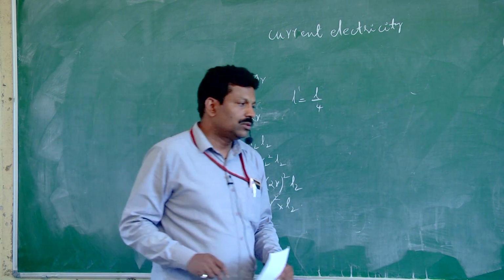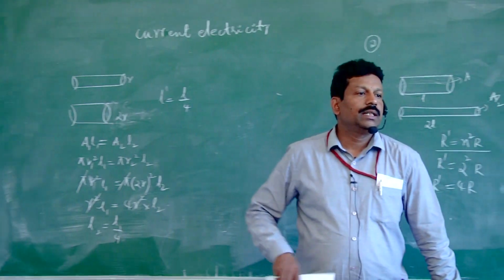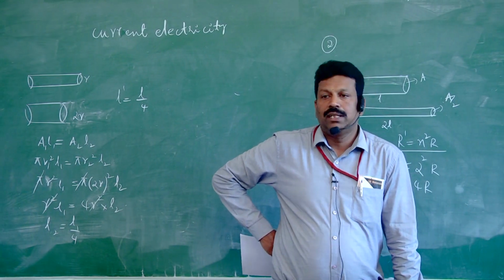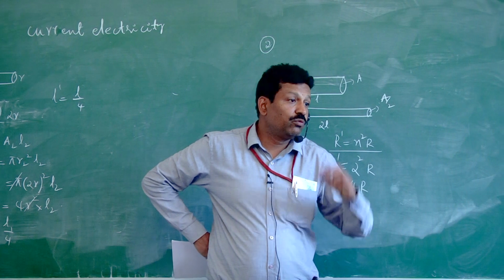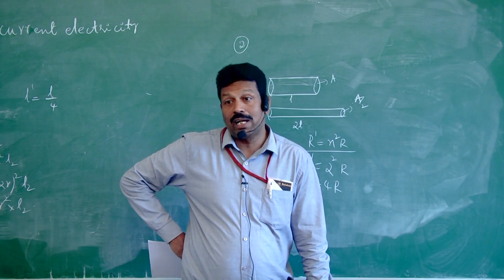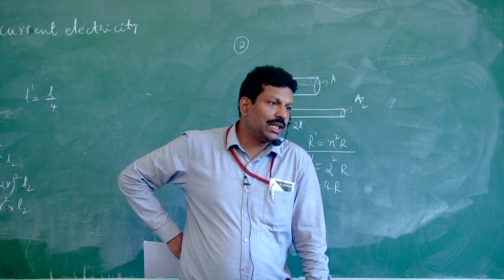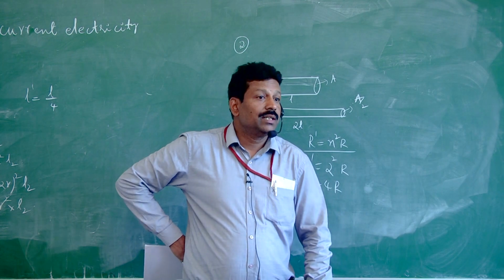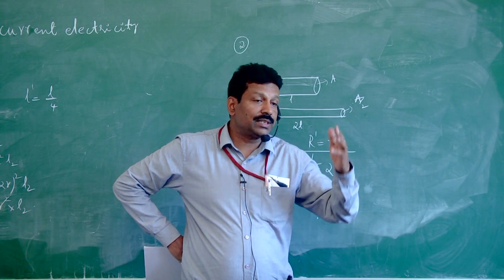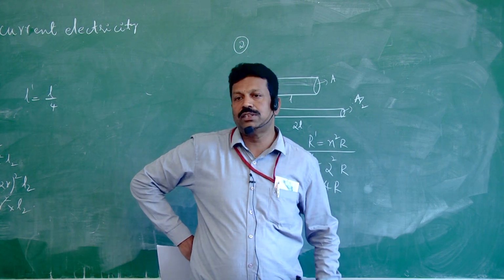So you just have to remember, if the radius increases by twice, the length decreases by 4 times. If the length increases by twice, the area of cross section decreases by twice, right? The radius of cross section decreases by 4 times. Are you clear? So these are the relations you have to remember.